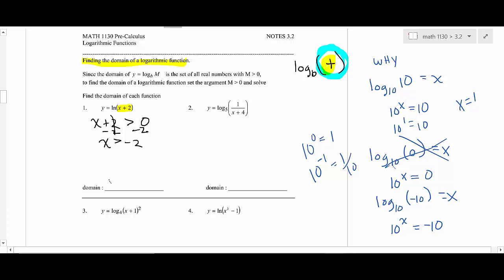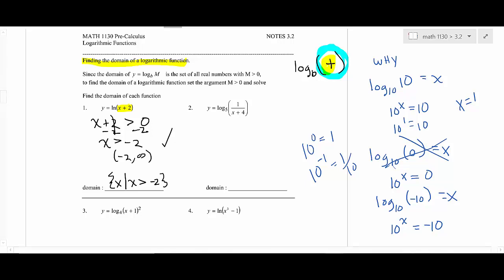You can write your domain in one of two ways. You could do the set builder notation like I've taught you: the set of x such that x is greater than negative 2. How would that go in interval notation? Negative 2, comma, infinity. Thank you. Very good. So that one's a real simple one. Sometimes they're that simple. x has to be some number bigger than negative 2.